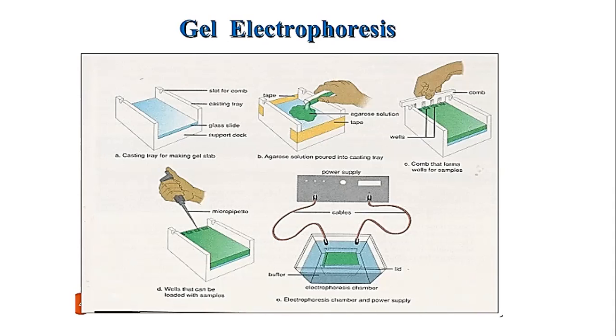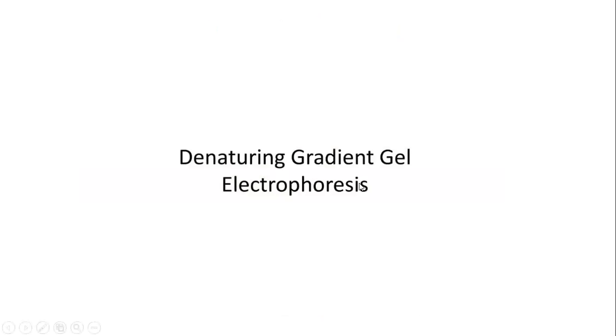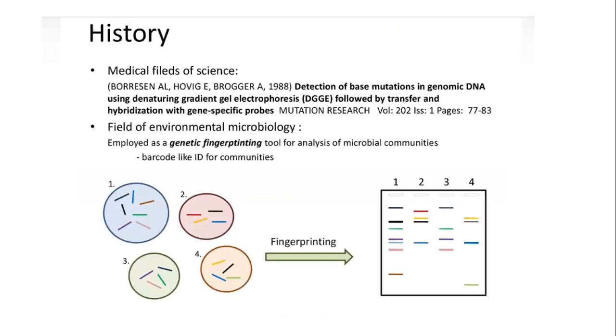So the basic principle of gel electrophoresis is the run of biological macromolecules through the gel matrices, and an electric field is applied here. These macromolecules are separated on the basis of their charge and molecular weight in the electric field. The important thing, which is included in your syllabus, is denaturing gradient gel electrophoresis, and in this class I am mainly focusing on this part.